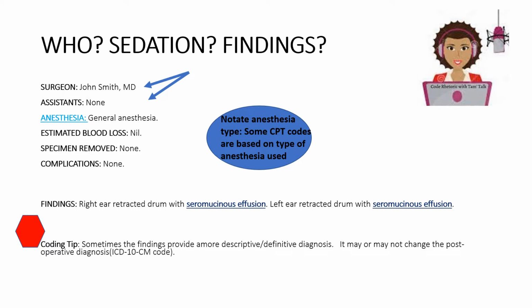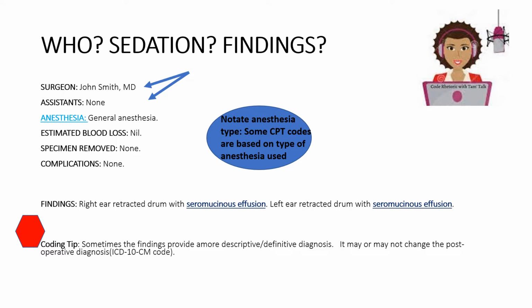And then the anesthesia type. Was it local or was it general? In this case, it is general. And then in the side note, you want to make a notation of your anesthesia type. The reason for this is that some of our CPT codes are based upon the type of anesthesia used, as you will see with this particular case that we're attempting to code. And next we have our estimated blood loss, our specimens removed, as well as complications. We have minimal blood loss, we don't have any specimens that were removed, and we didn't experience any complications.